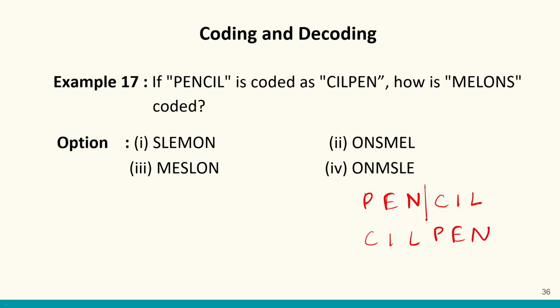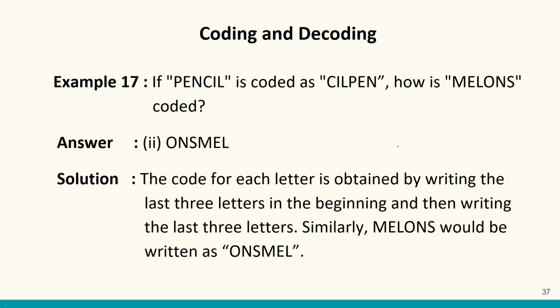So if I break it from between, I can very clearly see that the last 3 letters are written in the front and the first 3 letters are written in the last. So for melons, if I break it from the middle, ONS will be written first and then we will write MEL. So our answer will be option number 2, ONSMEL. This is the solution, you can check it out. So this concludes our lecture on examples for coding and decoding. Thank you.